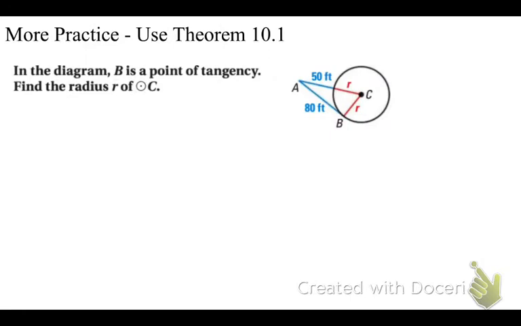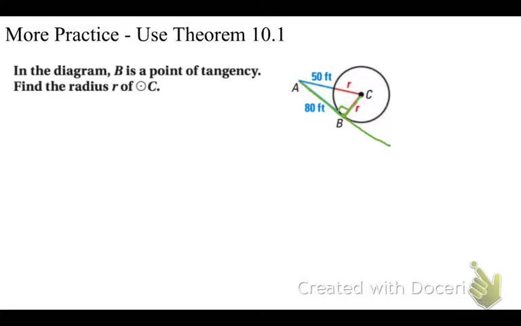Okay, next one. So in the diagram, B is a point of tangency. So that means where the tangent touches the circle is at point B. So we're going to find this radius R, and it tells you it's a radius, and this is touching the circle right here. And we know the point of tangency is on a tangent. So we know this AB is a tangent. And we know from the theorem that this must be a right angle.